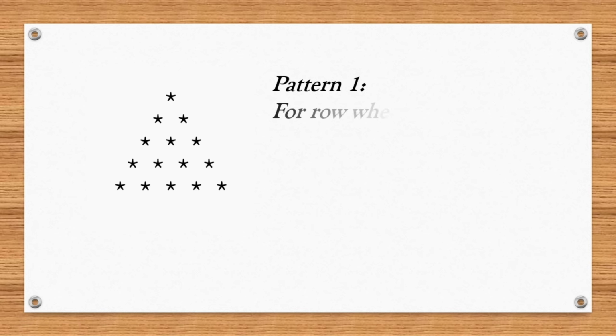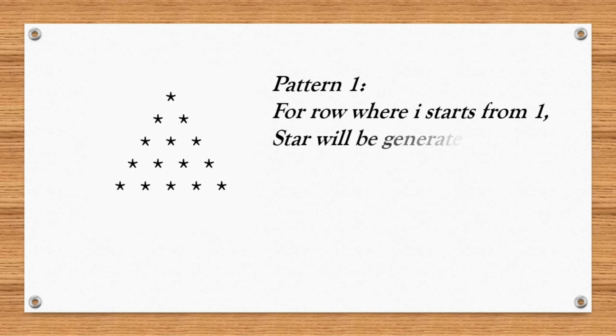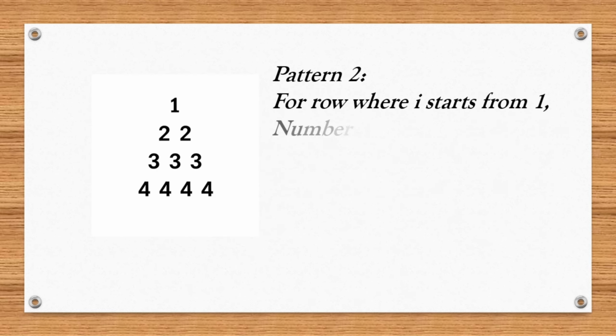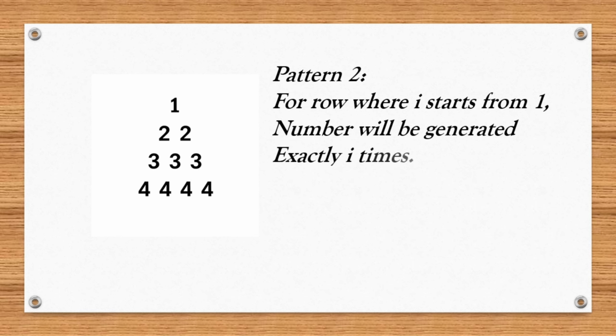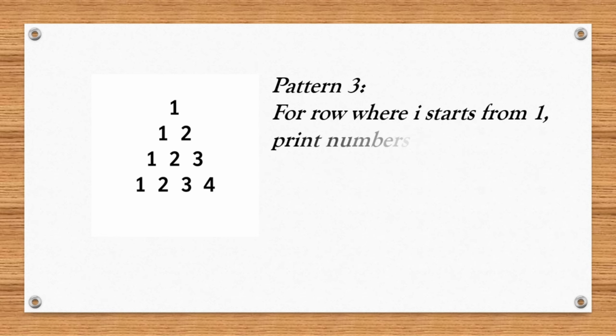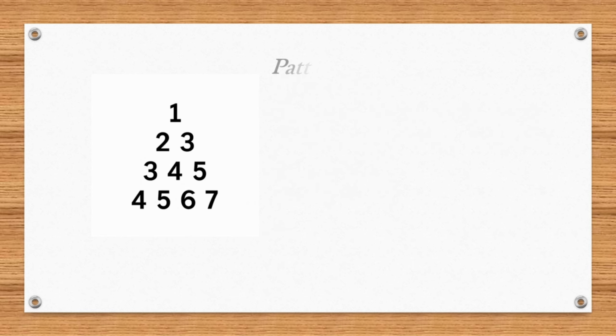Pattern 1. For row where I starts from 1, star will be generated I times. Row 1, 1 star; row 2, 2 stars. Pattern 2. For row where I starts from 1, number will be generated exactly I times. Row 1, 1; row 2, 2 2. Pattern 3. For row where I starts from 1, print numbers from 1 up to I. Row 1, 1; row 2, 1 2.